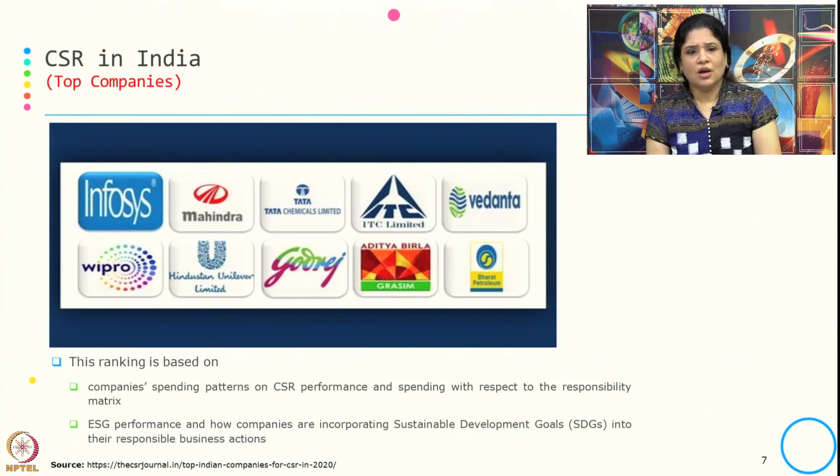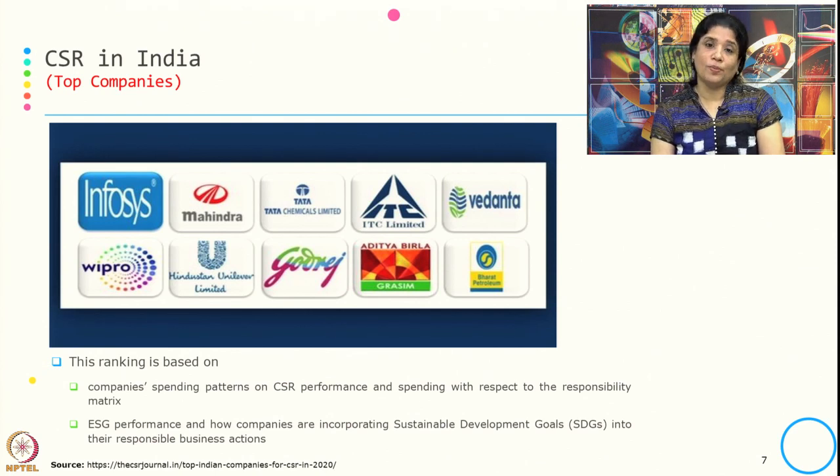This is the list of the top 10 Indian companies for CSR, from the CSR report 2020. This ranking is based on company spending patterns on CSR performance, spending with respect to the responsibility matrix, ESG performance, and how companies are incorporating the SDGs into responsible business action. Here, if you look, there is a presence of manufacturing, public sector and service sector companies. So there is a mix of different companies appearing in the top 10 performing best in CSR.